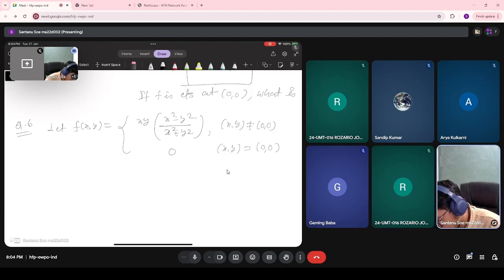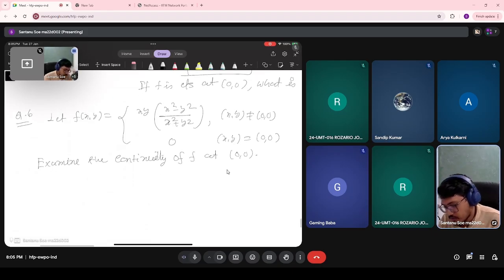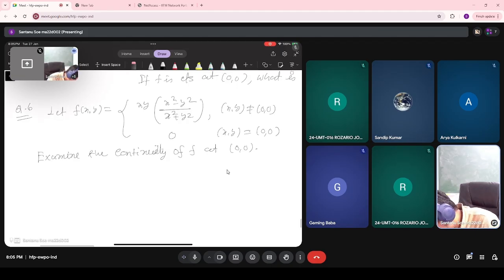Okay, so now they're asking to examine the continuity of f at 0 comma 0. So first I'm going to go with the usual Cartesian coordinate approach, and then I'm going to go with the polar coordinate approach.